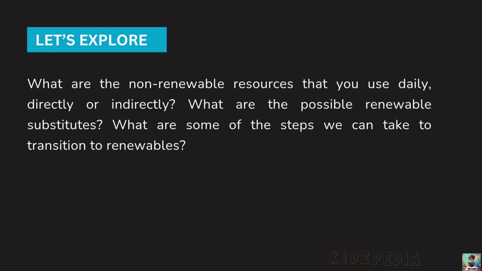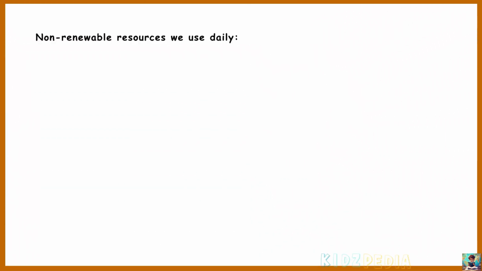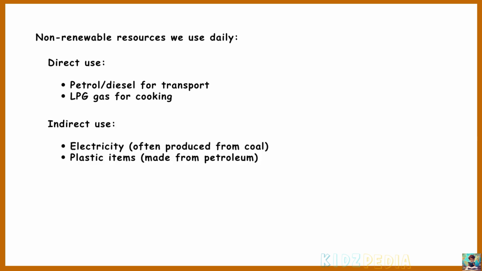Let's explore what are the non-renewable resources that you use daily, directly or indirectly. What are the possible renewable substitutes? What are some of the steps we can take to transition to renewables? So, now you need to identify non-renewable resources you use. You need to think, what things do I use that come from limited resources? It can be direct use like petrol, gas, and indirect use like electricity from coal, plastic items.